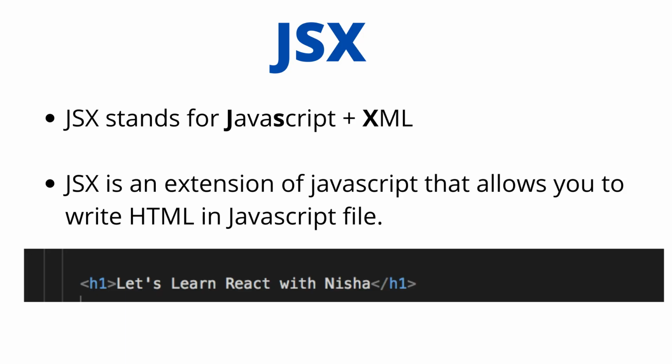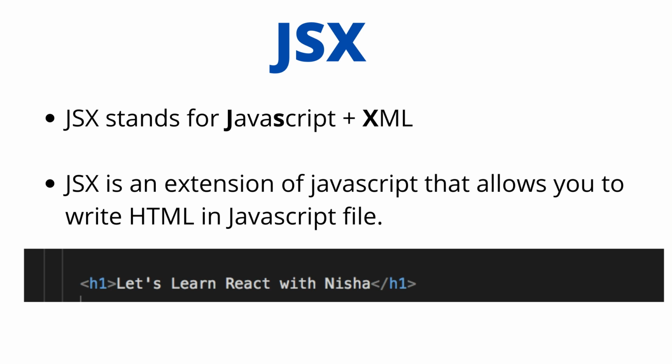JSX stands for JavaScript plus XML. JS stands for JavaScript and X stands for XML. So we can say that JSX is an extension of JavaScript that allows you to write HTML directly within JavaScript, which has a few benefits, like making your code more readable. In the simplest terms, JSX is a JavaScript extension syntax used in React to easily write HTML and JavaScript together. Here, if you notice this H1, this is simple JSX code in React.